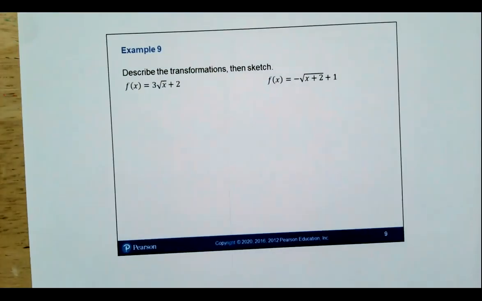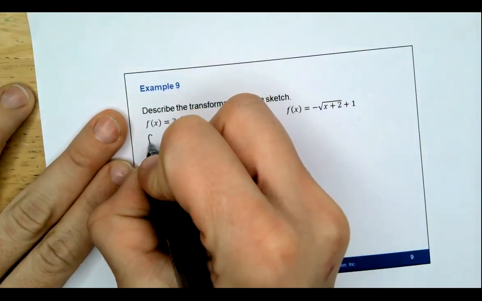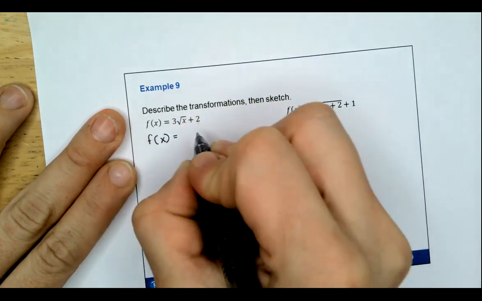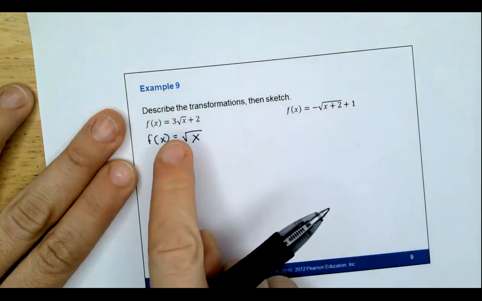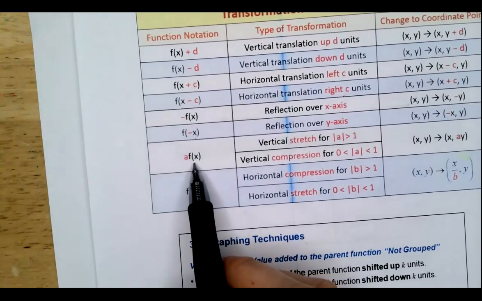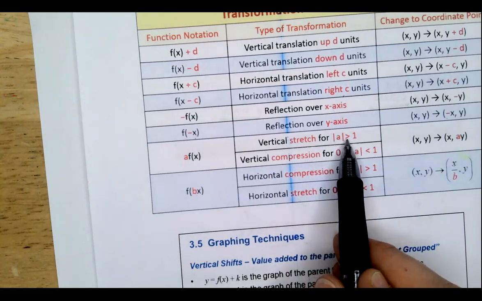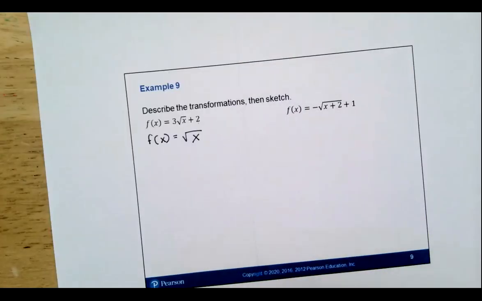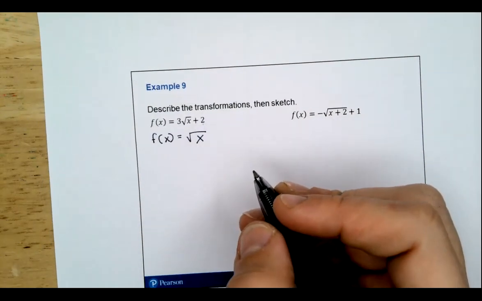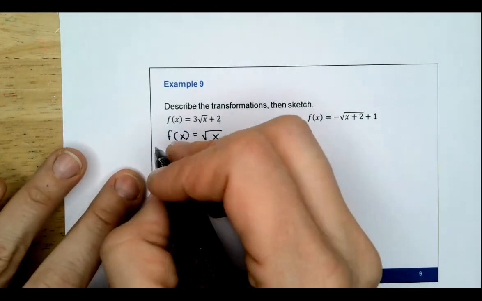Don't worry. Last one. Describe the transformations and then sketch. So let's just look at what is the parent function. The parent function is f of x equals the square root of x, right? What does it mean if you have a 3 outside the grouping symbols? That means we are vertically stretching it. It's bigger than 1, right? So we're going to vertically stretch it by a factor of 3. So I'm going to say stretched vertically by a factor of 3.